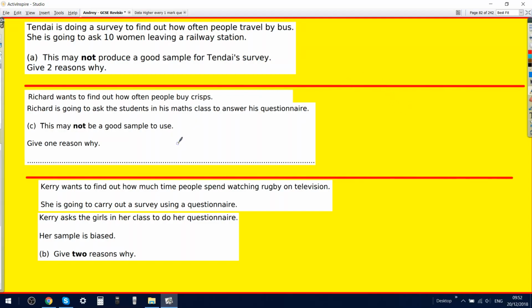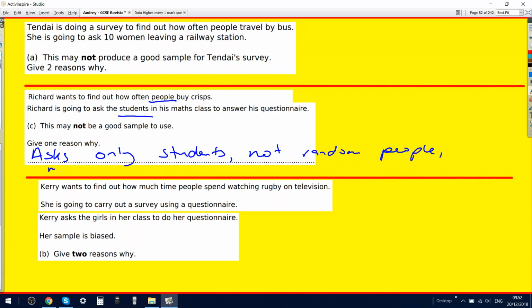So this one, the trick is he wants to find out how often people buy crisps, but then he asks only students. Oh right, so he's not actually asking random people. He's asking students in his math class. So asks only students, not random people. Might give biased results, something like that. Basically, students might eat more crisps than average. Students might eat less crisps than average. Biased results. So it might be biased upwards, might be biased down. How about the one underneath?